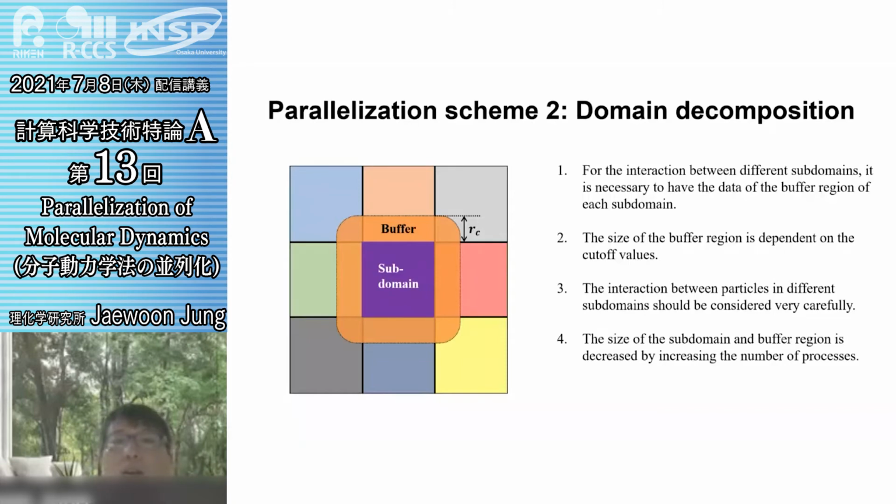And one of the features of domain decomposition is that the size of the subdomain and this buffer region is decreased by increasing the number of processors. So if we increase the MPI processes, then the memory usage of each MPI process is greatly reduced. And because of this, we can perform MD simulations of very large systems.